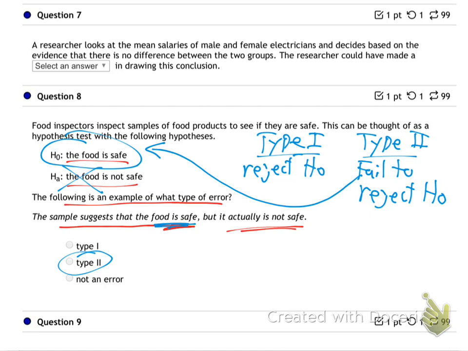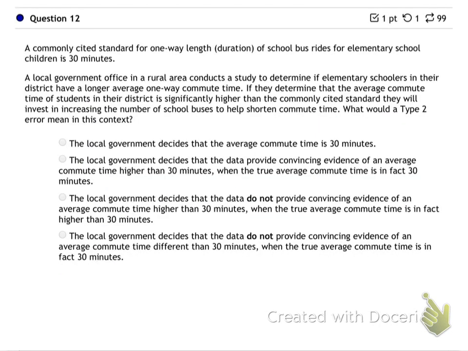That good? 12. A commonly cited standard for one-way length duration of school bus rides for elementary school children is 30 minutes. All right, so 30 minutes on the bus one way, on average. A local government office in a rural area conducts a study to determine if elementary schoolers in their district have a longer average one-way commute time. If they determine that the average commute time of students in their district is significantly higher than the commonly cited standard, they will invest in increasing the number of school buses to help shorten the commute time. What would a type 2 error mean in this context?